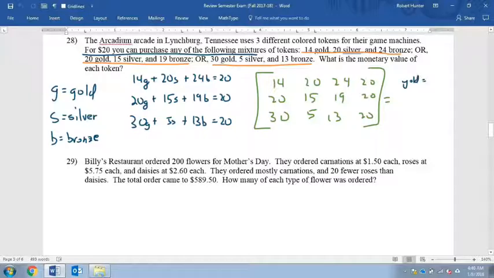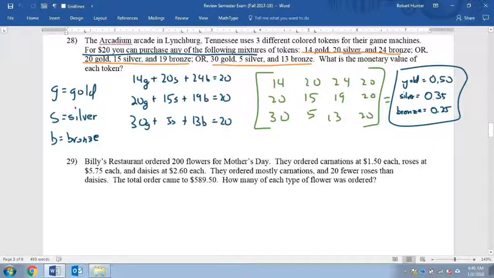Gold is 50 cents. Silver is 35 cents. And bronze, that's an R, equals 25 cents. That's gold, not yold. Cool? Oh, look, and the last one was another one that we did together a couple of days ago.